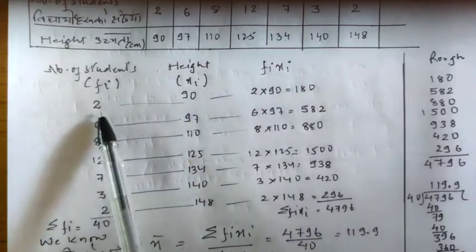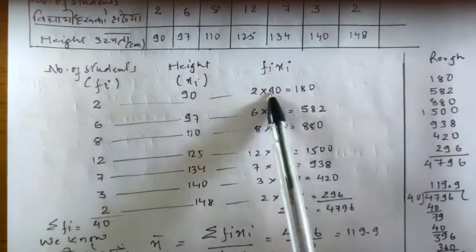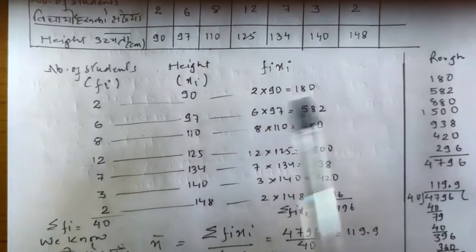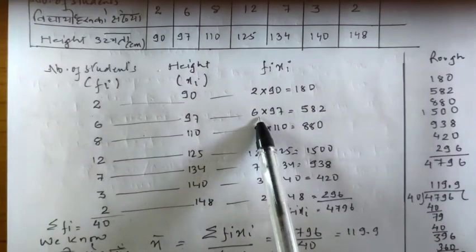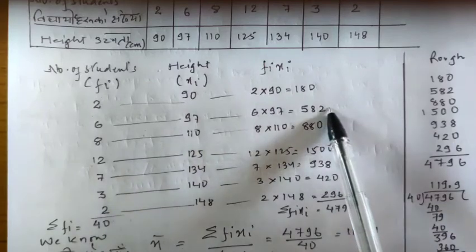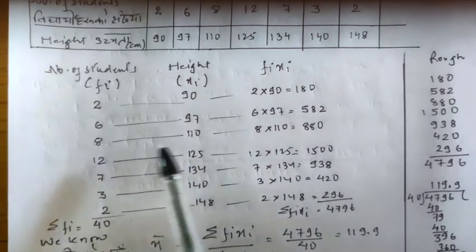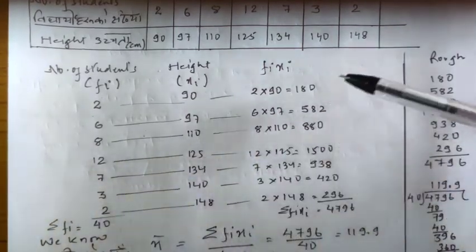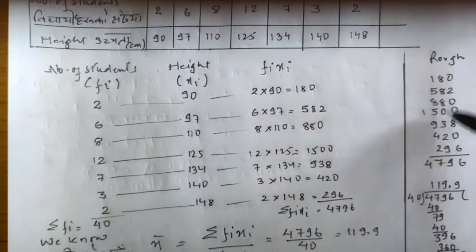So what is your fi here? 2. Into what is your xi? 90. So 2 into 90 is 180. That means what is your fi here in this second one? Fi is 6. And what is your xi? 97, 6 into 97 is 582. That means what is your fi? 8. What is your xi? 18. So you will multiply all these things. You will show the multiplication in the rough work. And what do we need according to formula? I need summation fi xi. Yes or no? Again, I'll show you the formula.